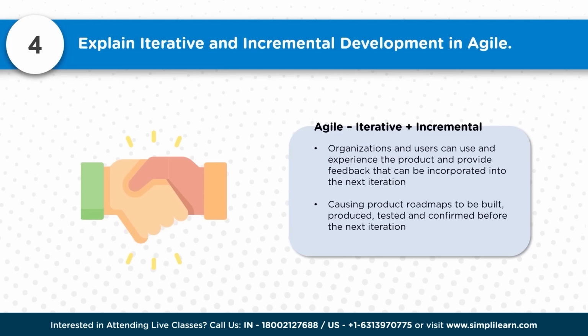So product roadmaps are built, produced, tested and confirmed before the next iterations. Before we move to the next iteration, there will be better clarity in terms of what is produced, what we are supposed to produce further, and what modification we are supposed to do, so that the product can ultimately fulfill the requirements.